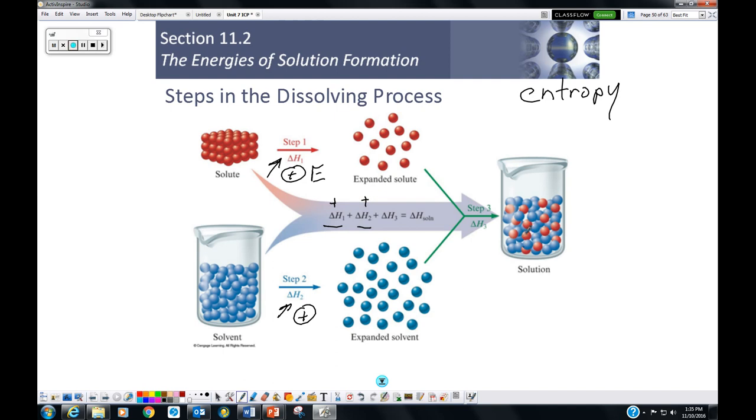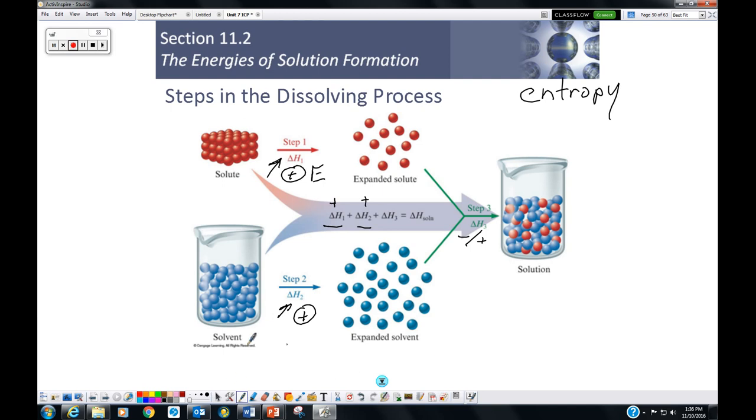Now, the end result when this mixed together, which is delta H3, may be positive, it may be negative. That just really depends because it's going to go to its lowest state. So it may be positive, it may be negative, but we're trying to see what our overall transfer of the solution is, or overall change in the solution as it forms.